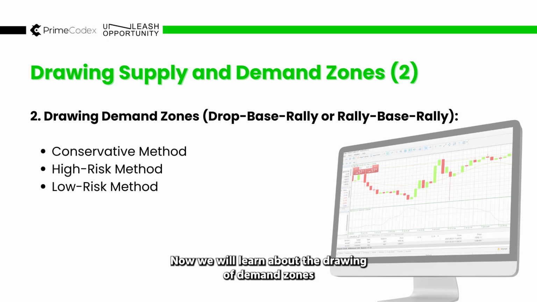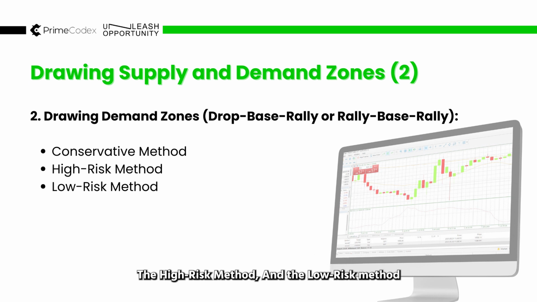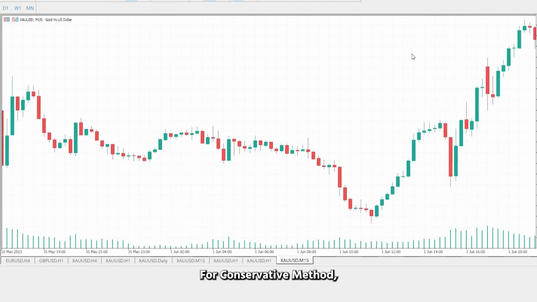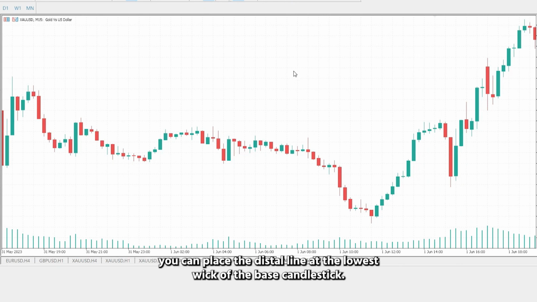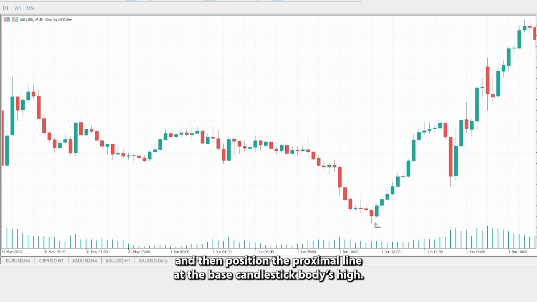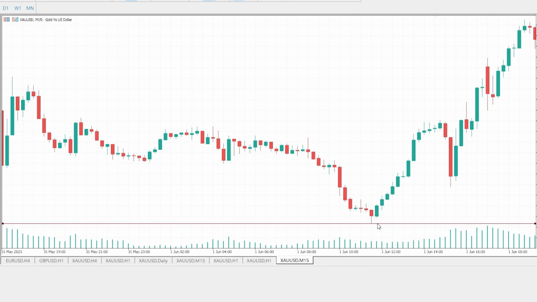Now, we will learn about the drawing of demand zones. There are three methods. First is the conservative method, then the high risk method, and the low risk method. For the conservative method, we can place the distal line at the lowest wick of the base candlestick, and then position the proximal line at the base candlestick body's high.